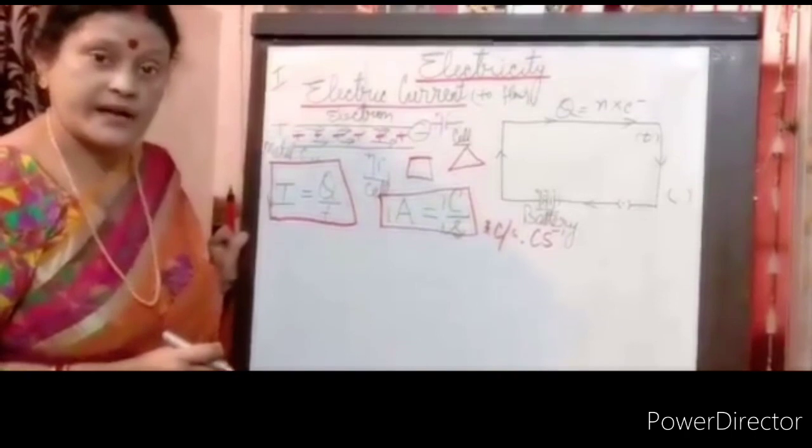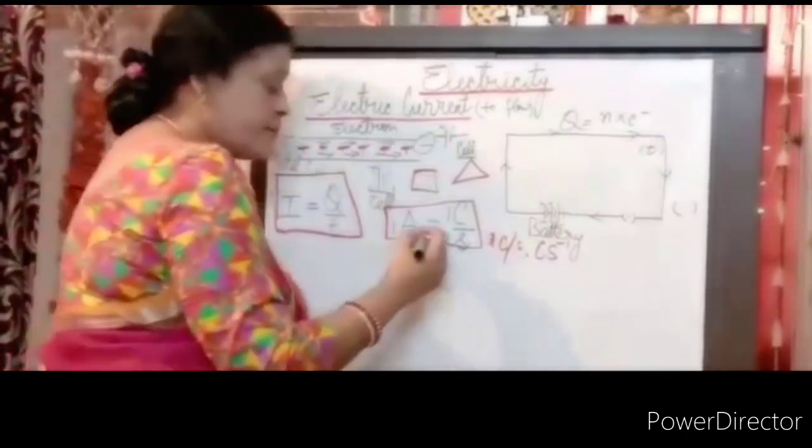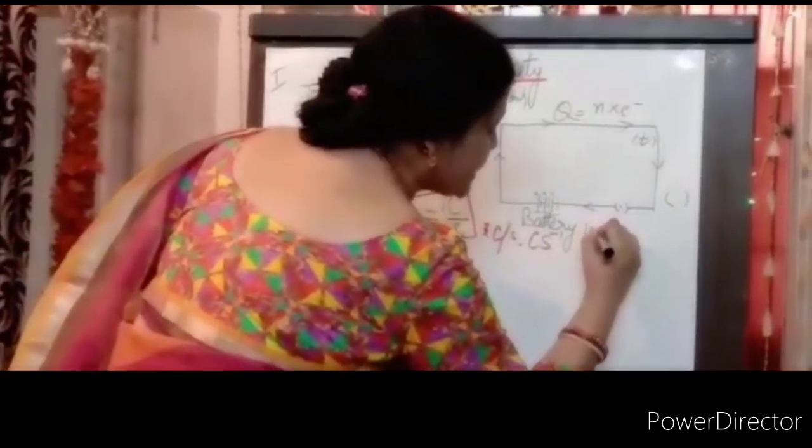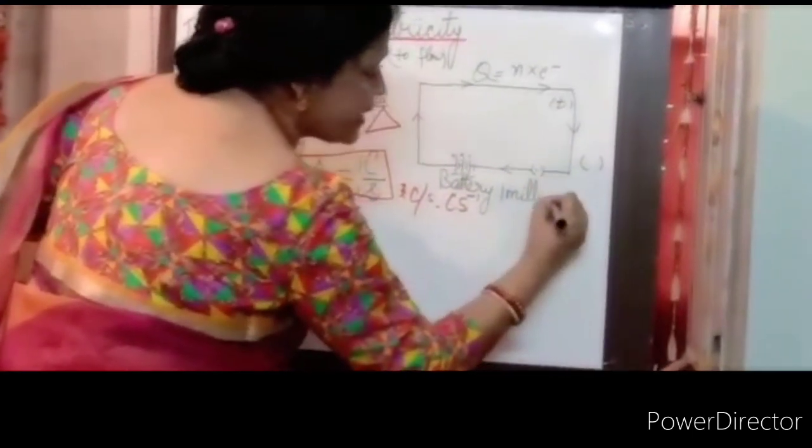When we start with the numericals, 1 milliampere will come again. What is the meaning of milli? Milli will be there in the numerical.